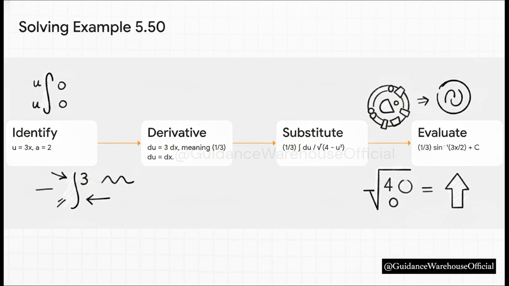Step 4, we substitute. And just look at how beautifully that messy integral transforms. It's now 1/3 times the integral of du over the square root of 4 minus u squared. It perfectly fits the mold. So for step 5, we just apply the inverse sine formula, plug our x values back in, and we get our final answer, 1/3 inverse sine of 3x over 2 plus C.